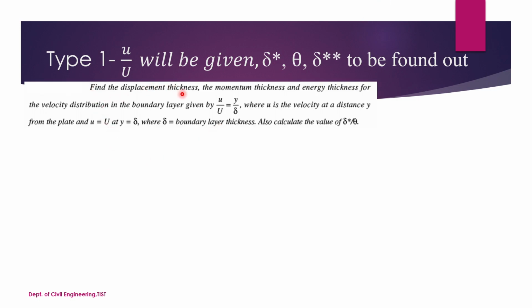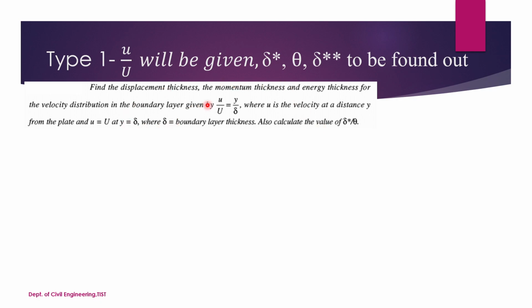Find the displacement thickness, momentum thickness and energy thickness for the velocity distribution in the boundary layer given by U by U is equal to Y by delta, where U is the velocity at a distance Y from the plate and small u is equal to capital U at Y equal to delta, where delta is the boundary layer thickness. Also calculate the value of delta star by theta. So you have to find out delta star, theta and delta double star. You have the equations. This is a question, and it is of type 1.